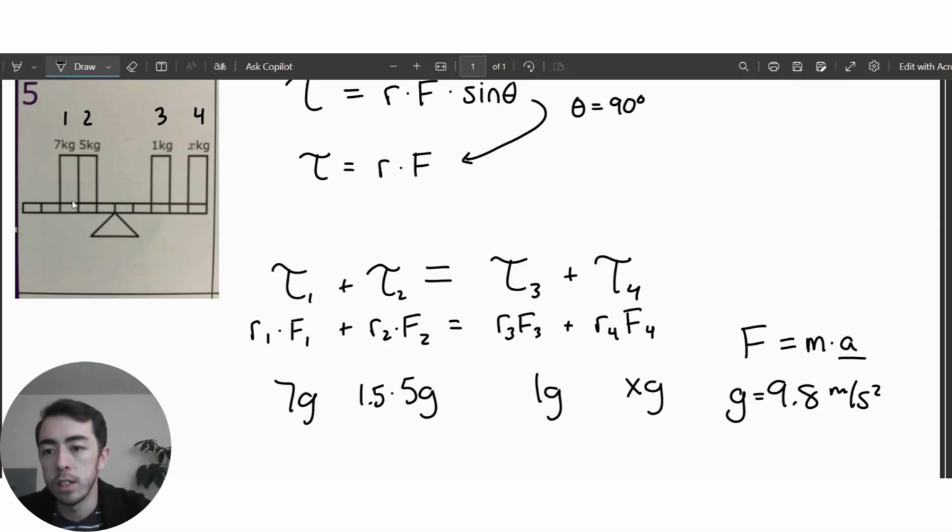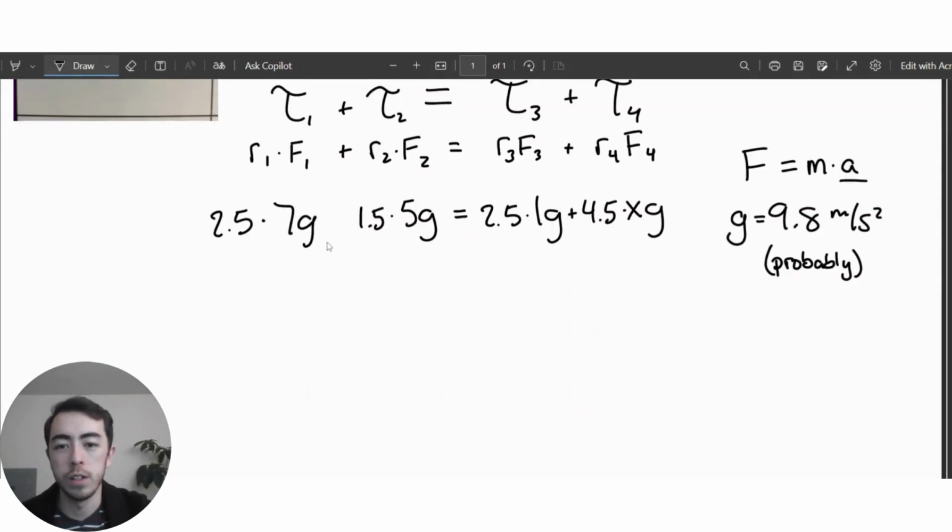The radius of the first one is going to be 2.5, so I'll put a 2.5 here. Set that equal to the right side. I see another 2.5 for object number 3. And then I see 1, 2, 3, 4.5 for that last one.